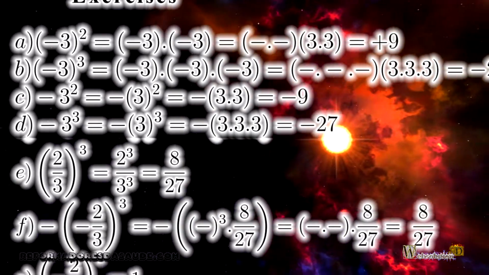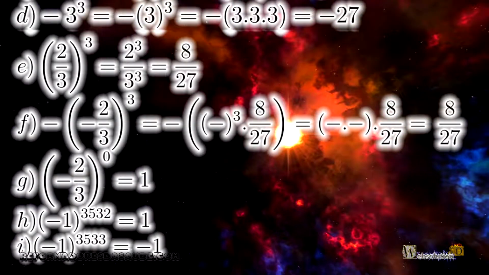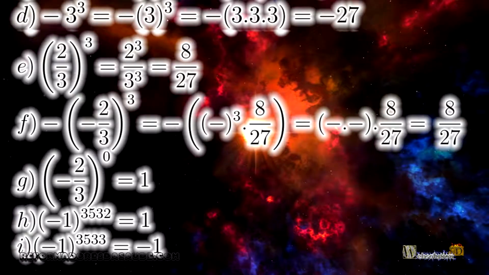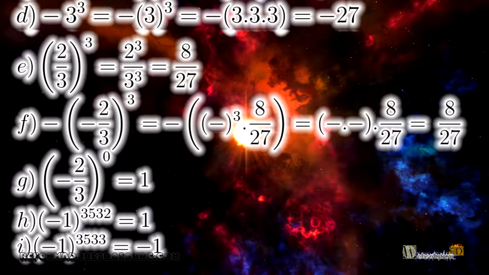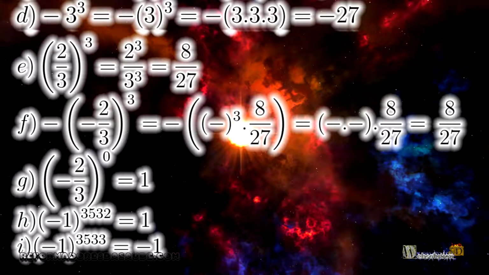If you don't remember sign multiplication, search our contents. In the next exercise we can see 2 over 3, all raised to 3. The exponent multiplies each number within the parentheses, generating 2 raised to 3 over 3 raised to 3, resulting in 8 over 27.